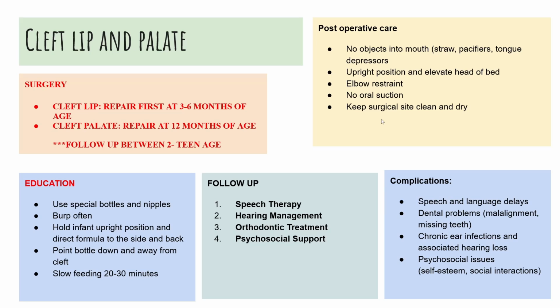Small and frequent feedings will be done. Burping should be done often, and small bottles and special soft nipples are used. Hold the infant in an upright position, direct the formula to the side and back, and do slow feeding.